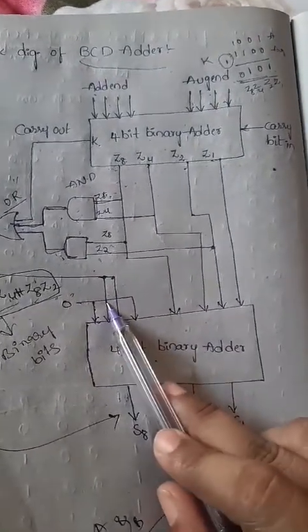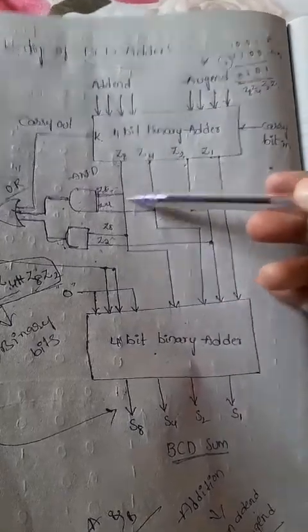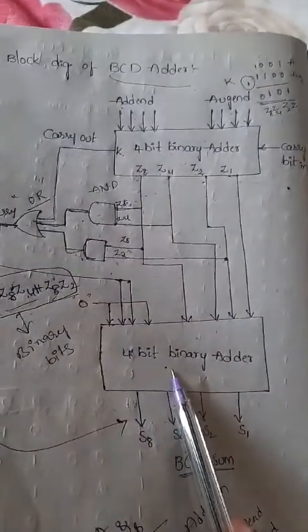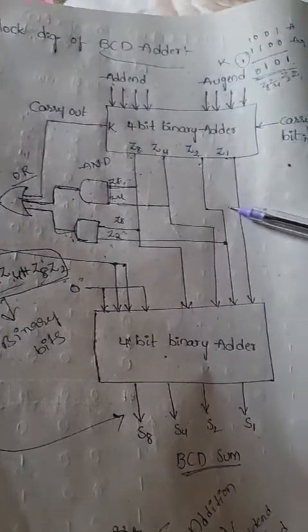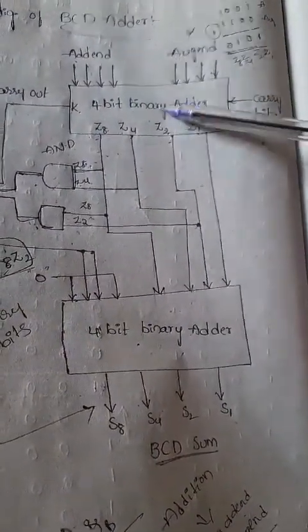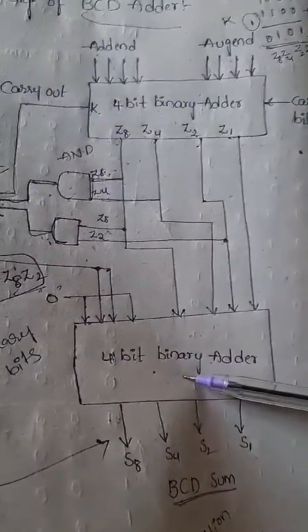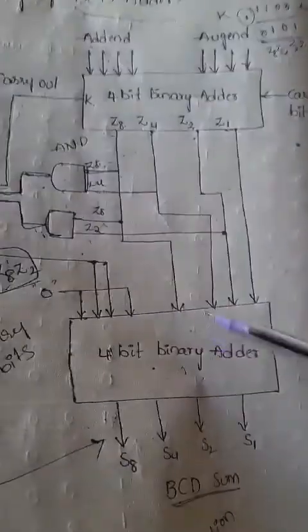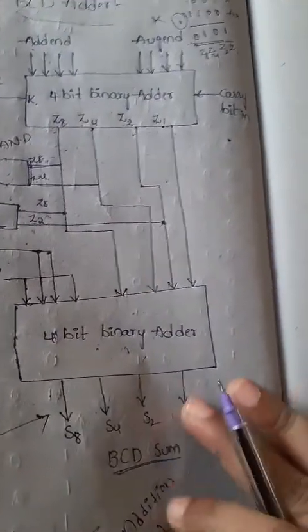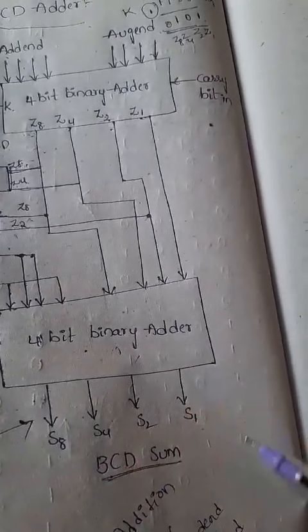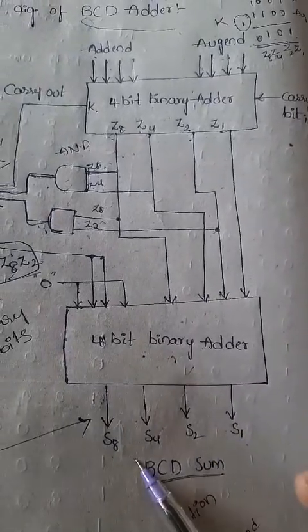Then this C will be passed through the next 4-bit adder, and along with this C, the bits of the binary sum, that is Z8, Z4, Z2, Z1, are also passed through the next 4-bit adder. So the carry will be transferred to the next 4-bit adder, and the result we get from the first 4-bit binary adder will also be passed to the next 4-bit adder. The final result we get from this will be S1, S2, S4, S8.